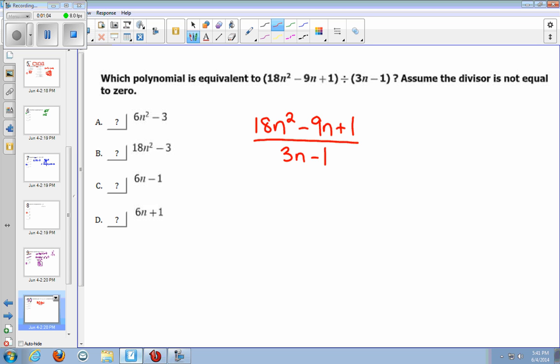So when I factor this problem, the first thing I always want to check for is a greatest common factor. If I look at the coefficients 18, 9, and 1, is there a number that multiplies into each of these coefficients? And 1 is the only number that will go into all of these. Therefore, we do not have a GCF that we can factor out of the problem.